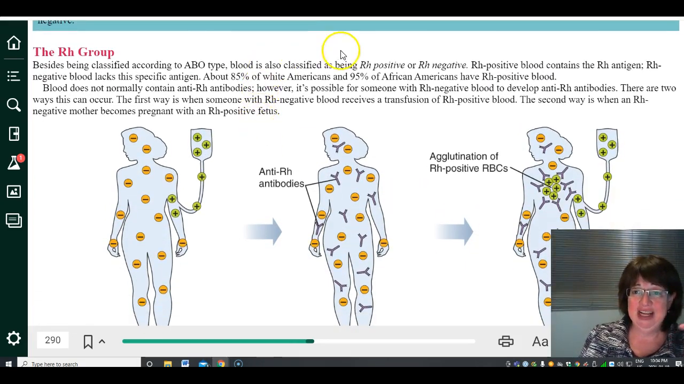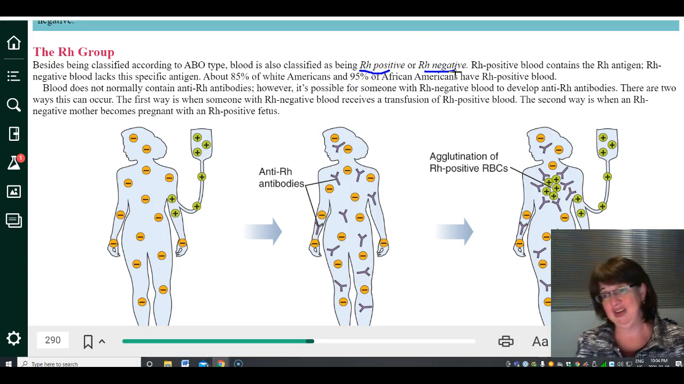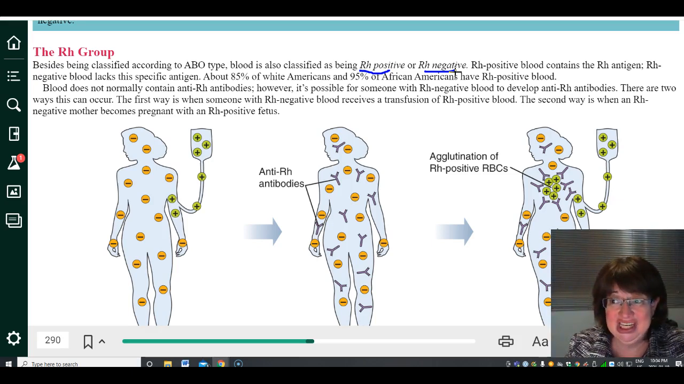What they found is with rhesus factor, there is a Rh positive and Rh negative, and it is called rhesus after the rhesus monkey that it was discovered in. So when we look at it, Rh positive means you have the antigen in your blood. Rh negative means you don't have the antigen.